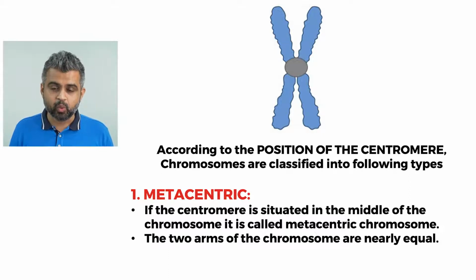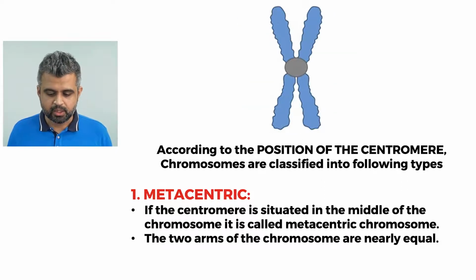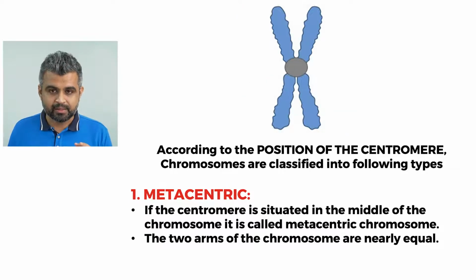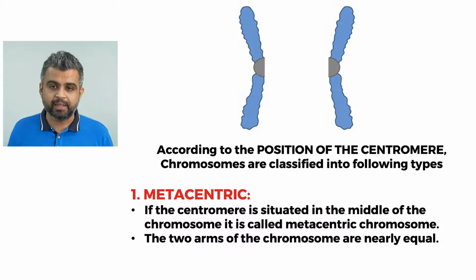The centromere will split and the sister chromatids are going to move towards the opposite poles. So this, dear students, is what is going to happen. So this is at metaphase and this will happen at anaphase.